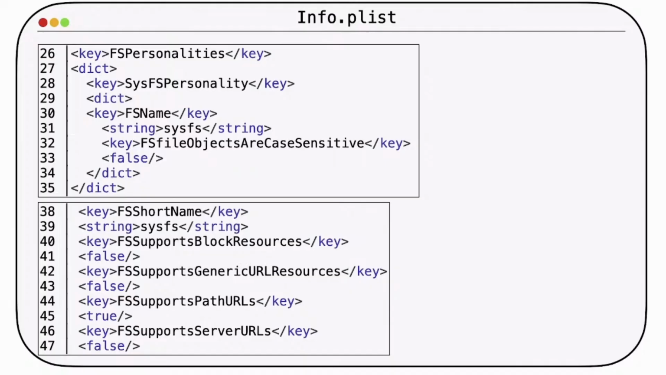This requires a little bit of fiddling because Apple's documentation was very sparse, is still sparse, but at least your header files are somewhat documented. So here, I'm not supporting block resource. I'm not supporting generic URL resource. I am supporting a path URL, and there's something called server URLs, which I don't think is supported, but it's there in one of the attributes.